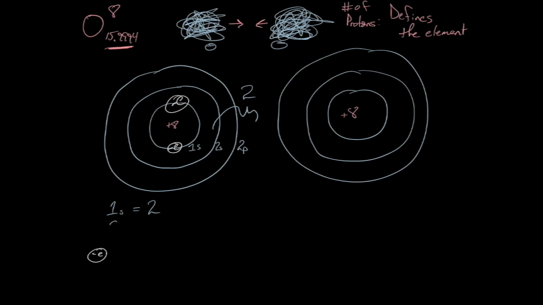The 2s can hold 2 electrons, and the 2p can hold 6 electrons. Together, the second energy level can hold 8 electrons. And that's why we call this a full octet. When these two energy levels have all 8 filled in, we call it a full octet.